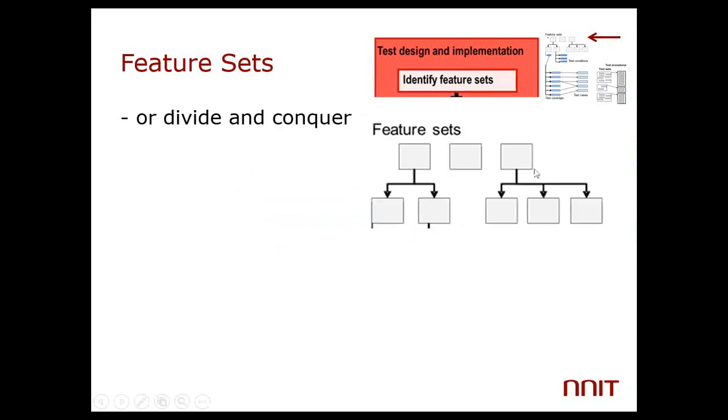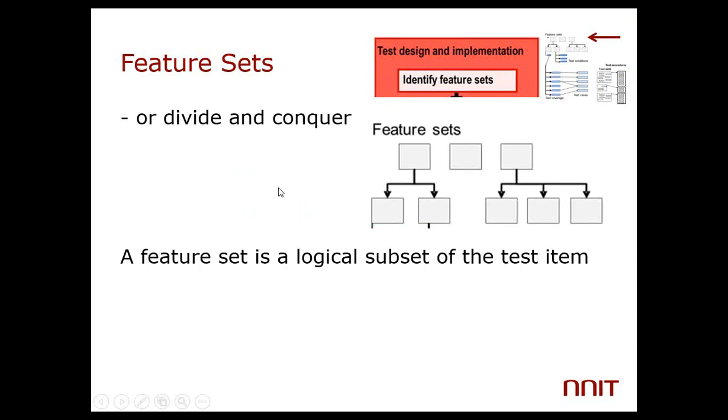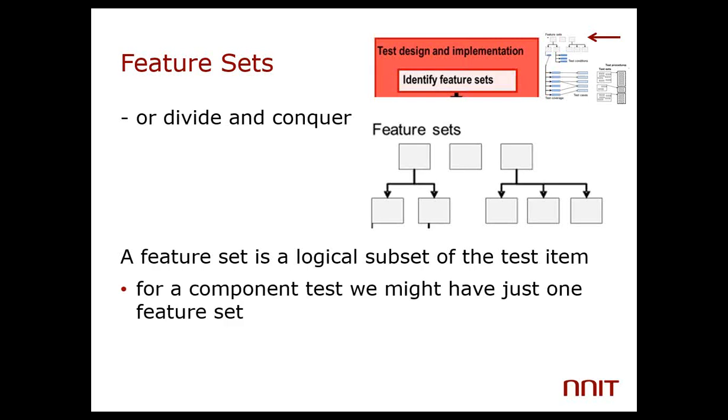So we're going to look into these feature sets, and what they are is a logical subset of the test item. So somehow you have to divide this enormous thing or small thing that you have to test into smaller feature sets, into smaller chunks. You could also think of feature sets as a list of contents, table of contents for your test specification. These are the headlines that you're going to work under. So we might have just one feature set if it's a component test and you have to test only one component, or we might have dozens or maybe hundreds of them if you're testing a big system.